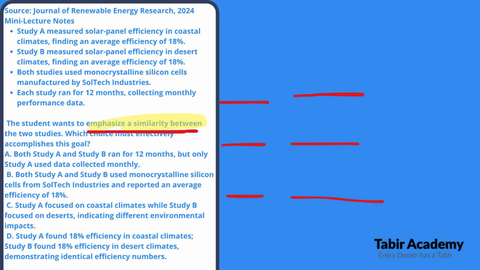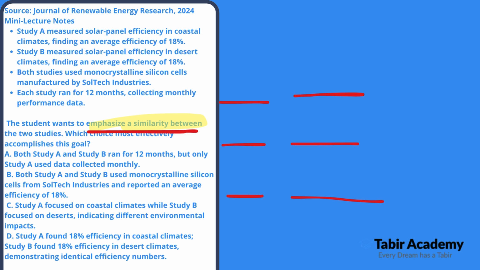C focuses on difference. Study A focused on coastal climates while study B focused on deserts, indicating different environmental impacts. This is not what our mission was. D is too wordy, and this mentions locations rather than underlying facts, shared facts.